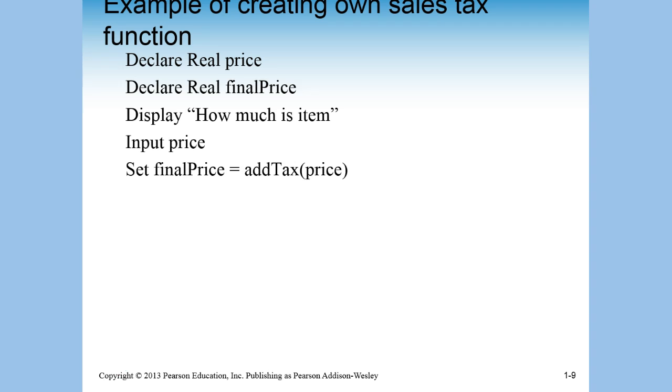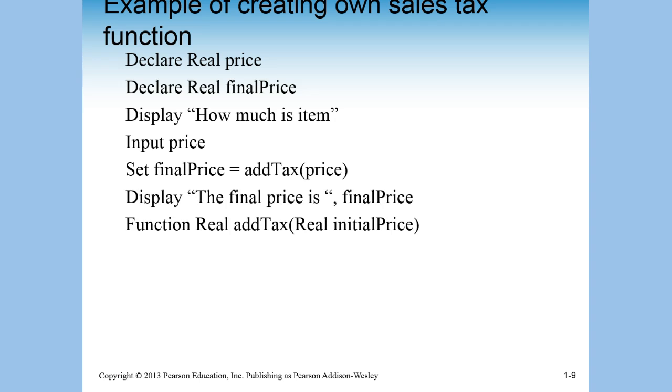Next, we're going to go ahead and call the add tax function. In this case, we say set final price equal to whatever's returned from the add tax function. With the add tax function, we're going to pass in the price variable, since that's where the price is stored that the function will need to work with in order to determine the tax. At this point, again, the sequential flow of the program stops and the add tax function is sought out. So we'll skip this line for right now and we'll find the add tax function.